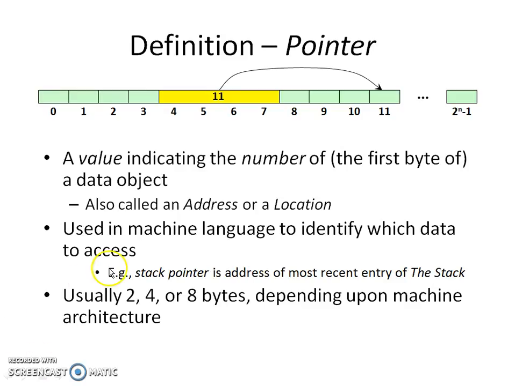So here the value 11 occupies 4 bytes, this 4, 5, 6 and 7. The starting location is represented by the pointer, that is 4. This is used in machine language to identify which data to access for the current process. The example is the stack pointer, which is the address of the most recent entry to the stack, that is the top of the stack. Usually 2, 4 or 8 bytes are used, depending on the architecture of the processor.